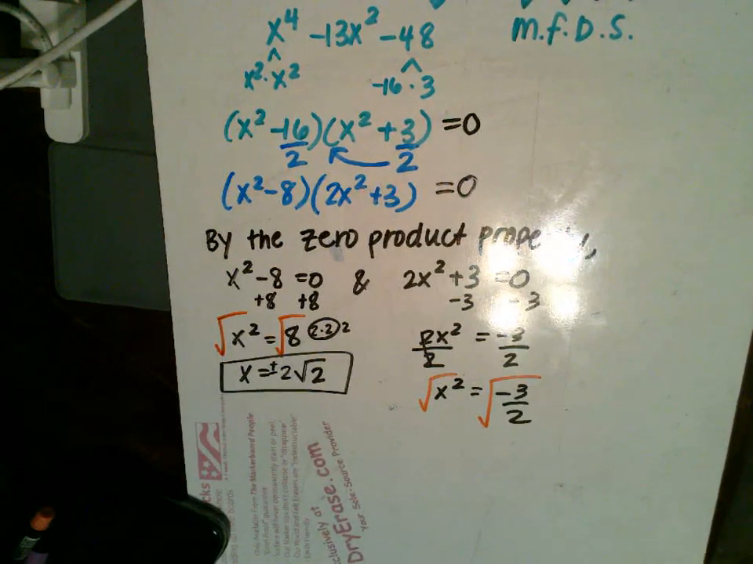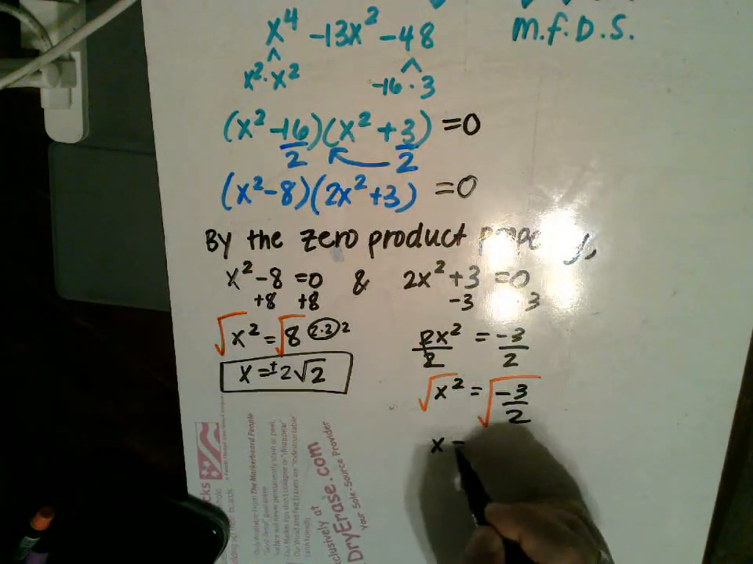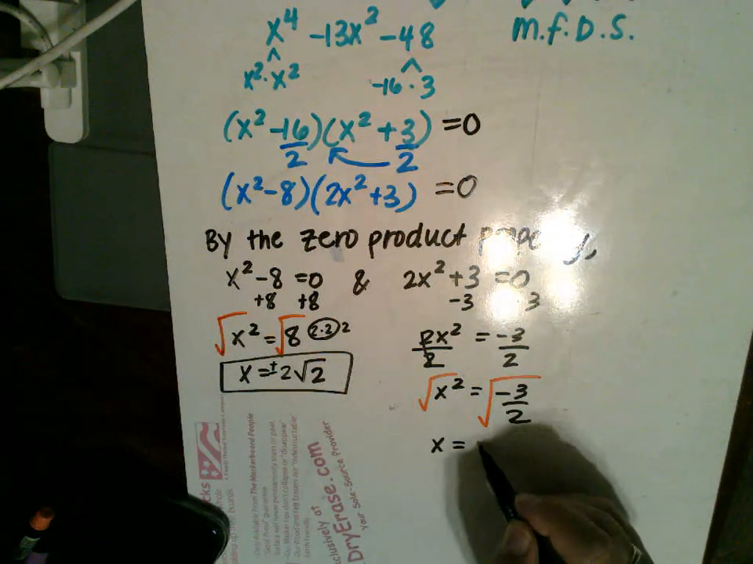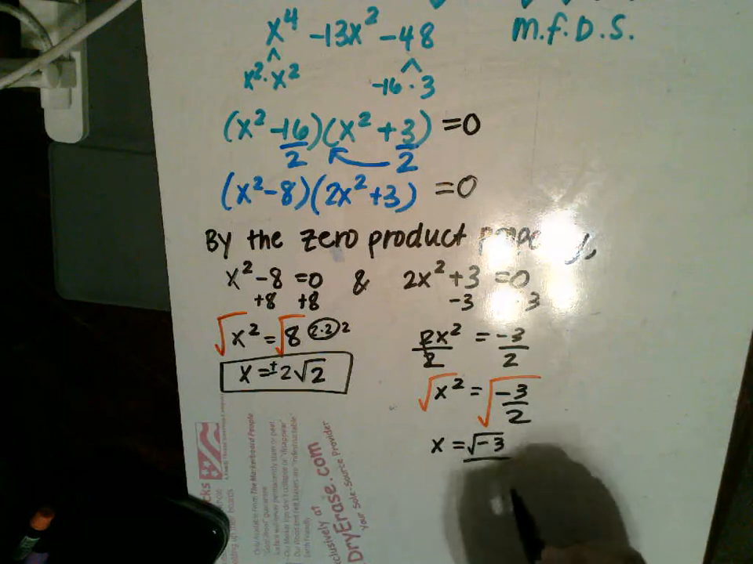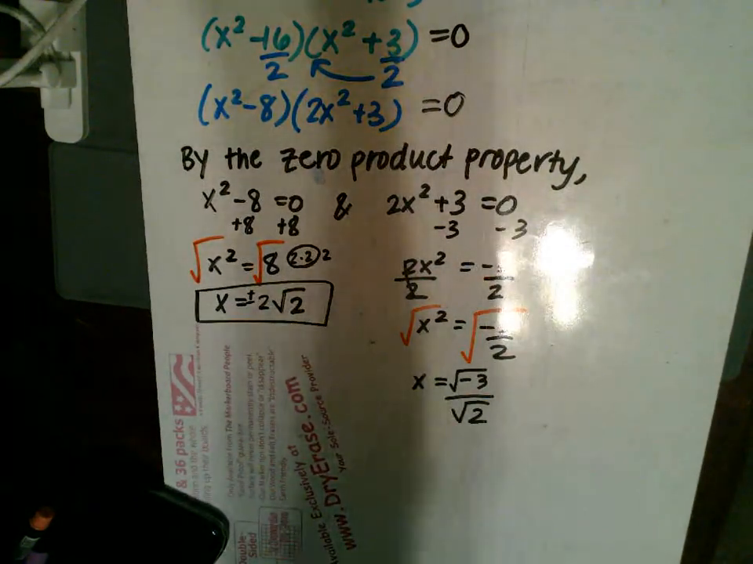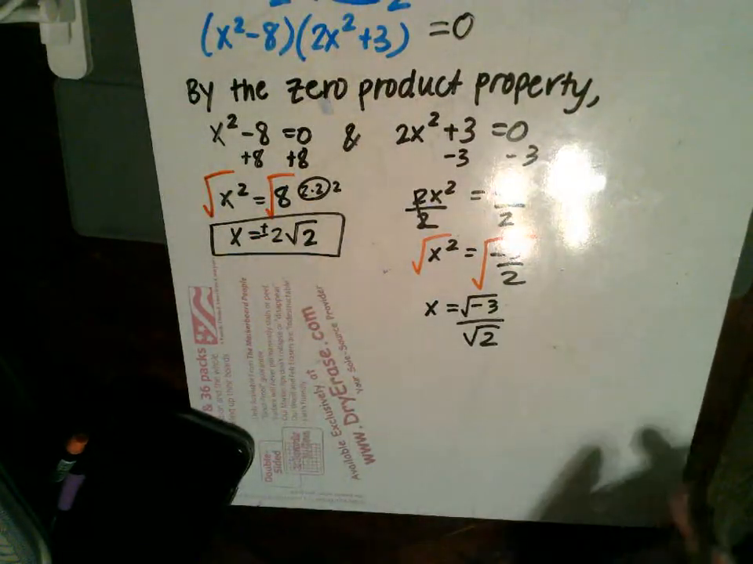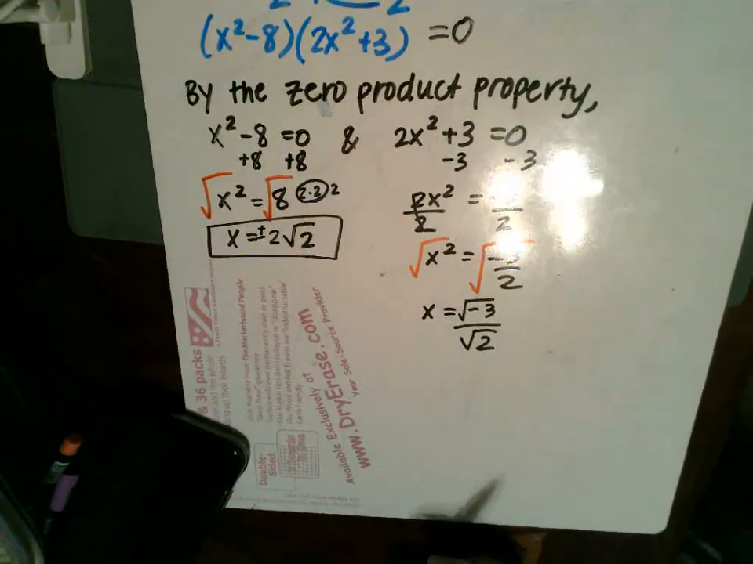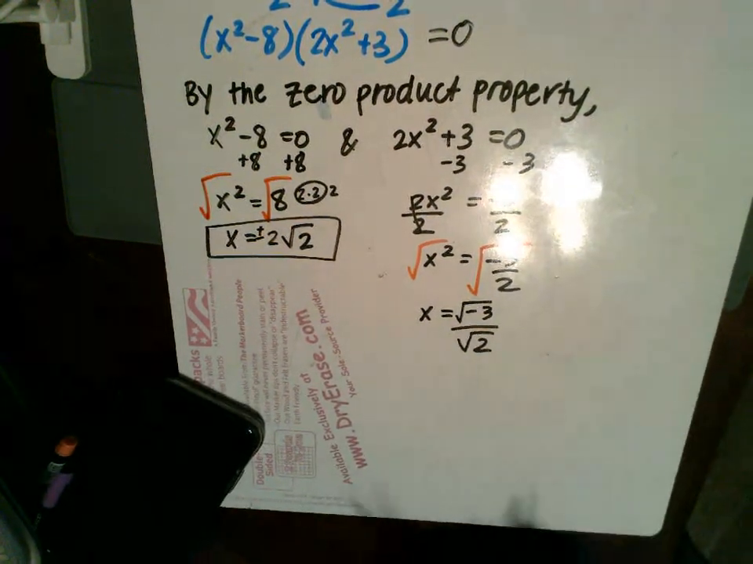Now what happens here is the square root of x squared is just x, but this radical becomes the square root of negative 3 divided by the square root of 2. If you don't remember properties of radicals from Algebra 1, you can simply break up the radical on the top and the bottom.